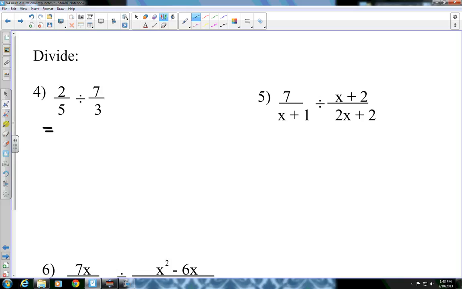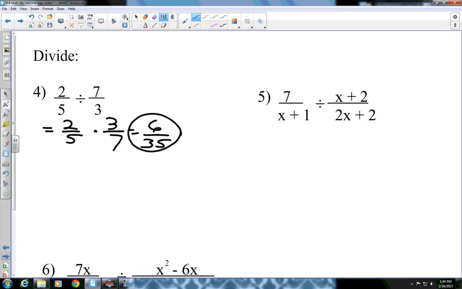Then you're going to write the multiplication problem. The first one doesn't change. 2/5 times the reciprocal, which is 3/7. Now on this one, is anything going to simplify before I multiply? Nope. So you just take 2 times 3 is 6, and 5 times 7 is 35. That's your answer.